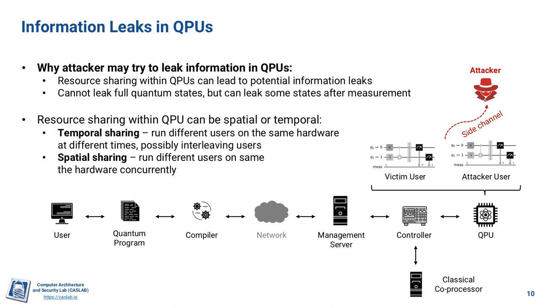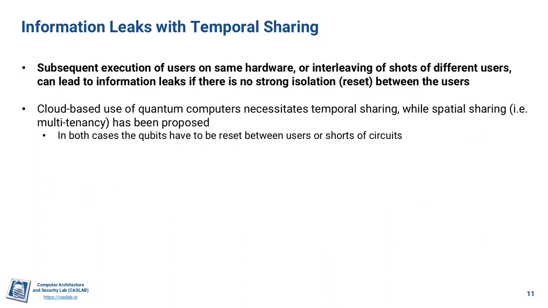In this scenario, we're focusing on the temporal sharing, where you might have a victim user and an attacker user alternating on the qubits on the same quantum computer. I'll talk later about some spatial sharing where you have users running in parallel. With information leaks with temporal sharing, what we're looking at is that the sequential execution of users on the same hardware, in an interleaved fashion, can lead to information leaks if there's no strong isolation or reset between the users.